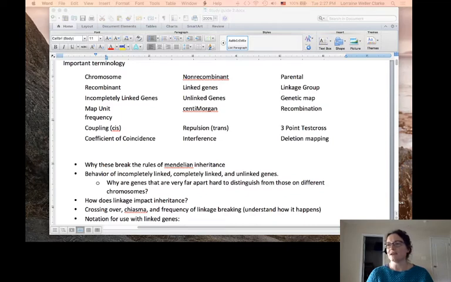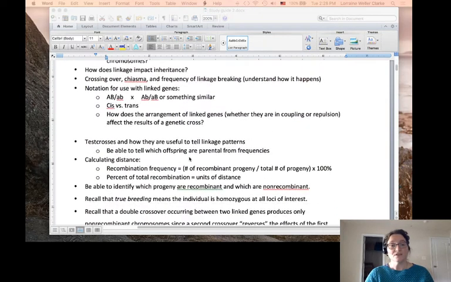So now, how does linkage impact inheritance? You should be able to answer that question. Obviously, we've talked about how it's not the 9 to 3 to 3 to 1 pattern in a 2-gene cross. Understand what's causing it, the frequency of linkage breaking, and how you write the notation. The cis versus trans: this is a cis orientation, this is a trans orientation. That just means in a heterozygote, are both dominant alleles on one side, or are the 2 dominance on opposite sister chromatids. That's the key. And then you have the output being different.